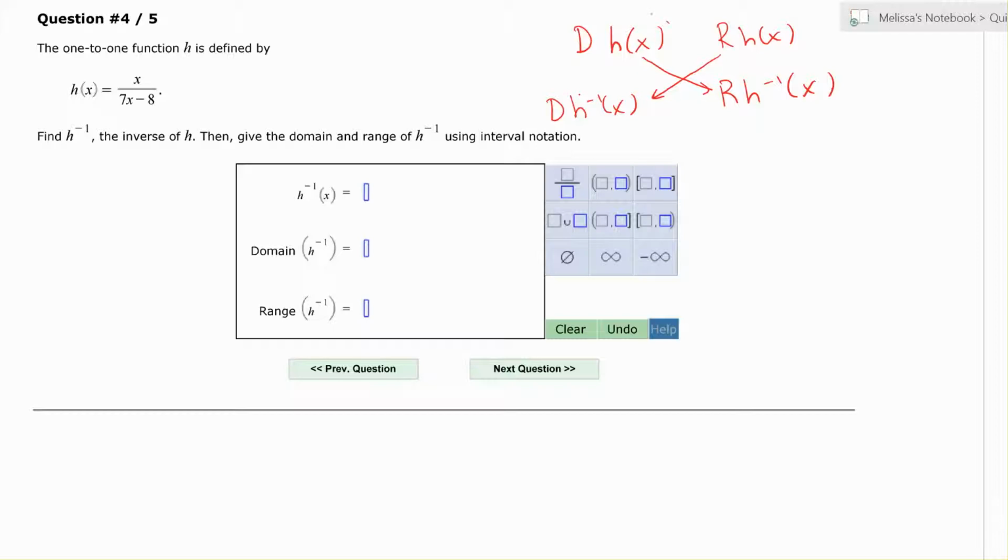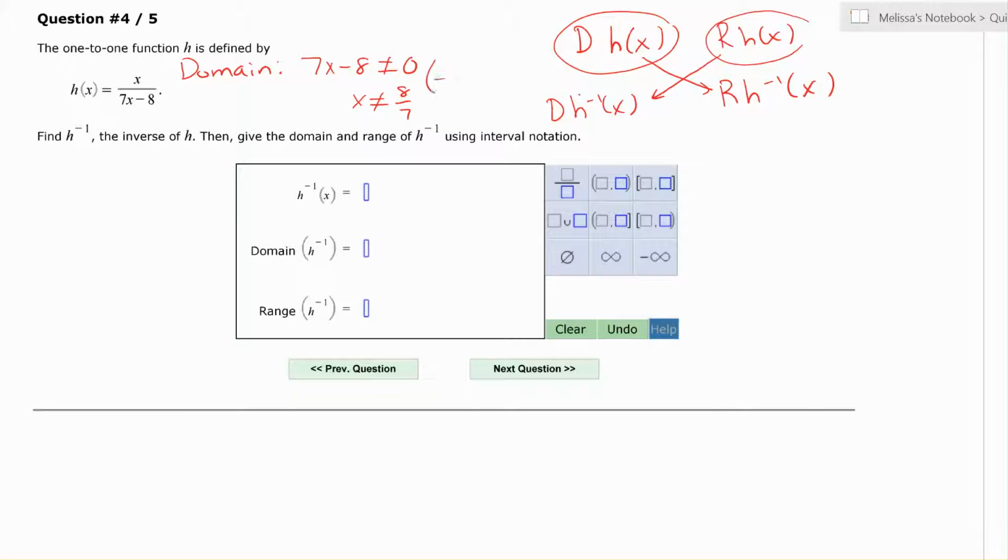So if I can find the original domain, then I know the range of the inverse. If I can find the original range, I can find the domain of the inverse. For this problem, for the domain of fractions, we cannot divide by 0. So we set the denominator not equal to 0 and solve for x. Here I need to add 8 and divide by 7. So x cannot be 8/7.